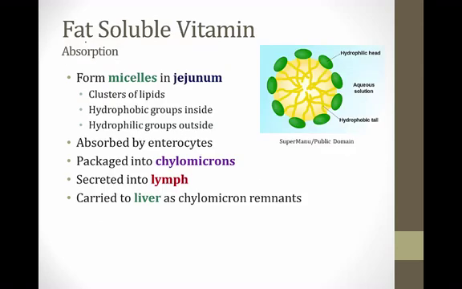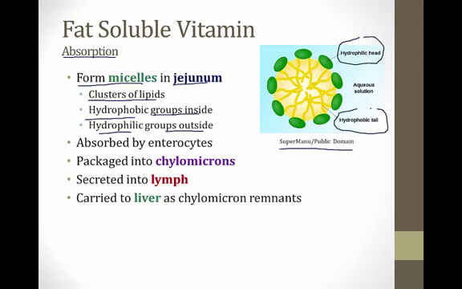Because these vitamins are fat soluble, there's a special way by which they are absorbed in the GI tract. Together with other lipids, fat soluble vitamins form structures called micelles in the jejunum. Micelles are clusters of lipids arranged so that the hydrophobic portion of any lipid or fat soluble vitamin will be towards the inside and the hydrophilic portion will be towards the outside. This is a picture of a micelle on the screen here. The hydrophilic portions are on the outside and the hydrophobic portions are on the inside.